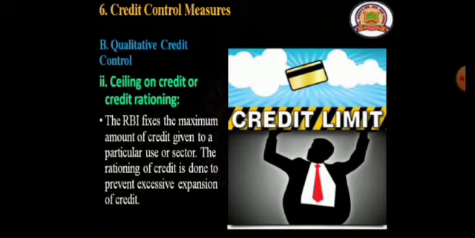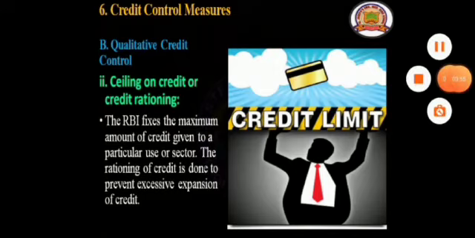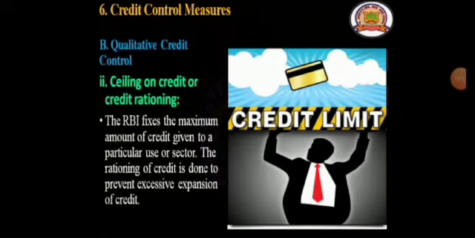The next important topic we are going to learn today is ceiling on credit, or credit rationing. Ceiling on credit or credit rationing is nothing but a maximum limit which the bank fixes for the purpose of loans. It means the RBI fixes the maximum amount of credit given to a particular use or sector, or the rationing of credit is done to prevent excessive expansion of credit.